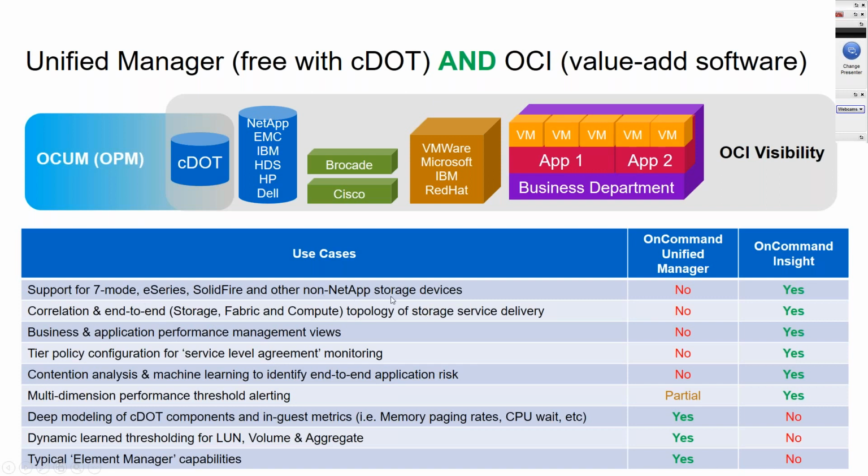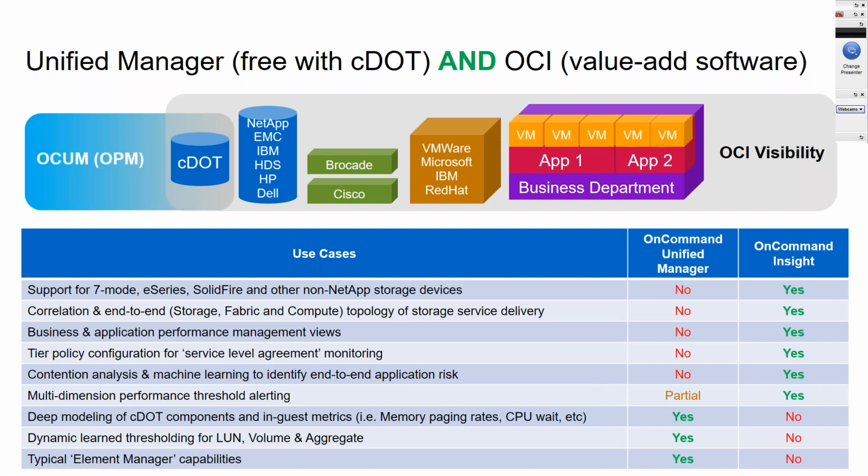OnCommand Insight is going to support pretty much the NetApp portfolio, whereas Unified Manager and OnCommand Performance Manager is focused on CDOT. Being able to do that end-to-end correlation is a strength of OCI. Being able to provide the business level context and application performance views is within OCI. Being able to define tiers and policies. Doing that contention analysis and machine learning capability, all of those are unique to OCI. And then when it comes to multi-dimensional performance thresholding, there is some partial support in Unified Manager for this. OnCommand Insight does support it.